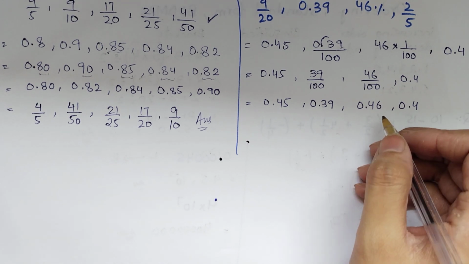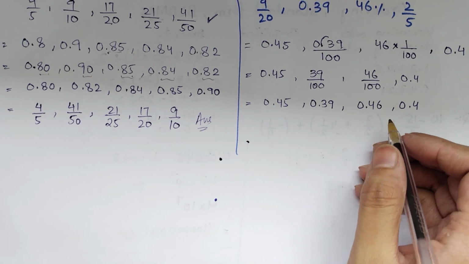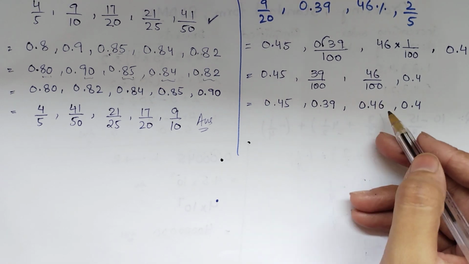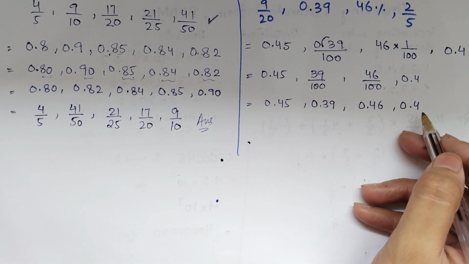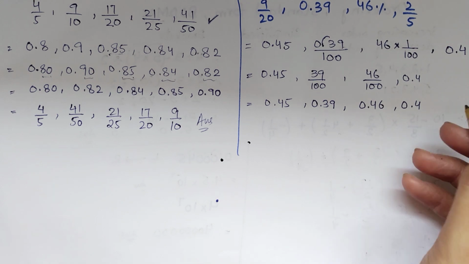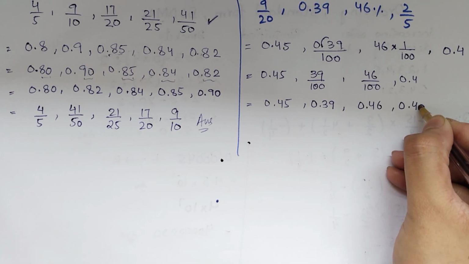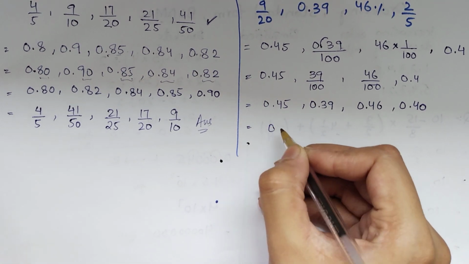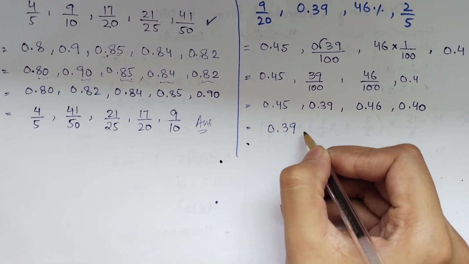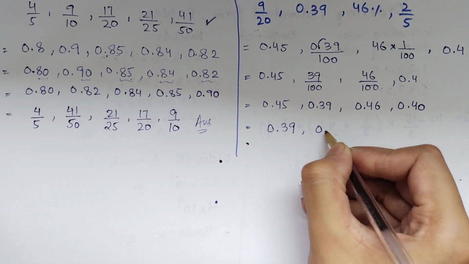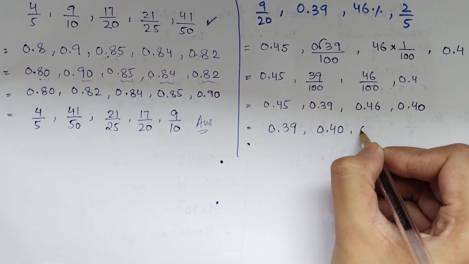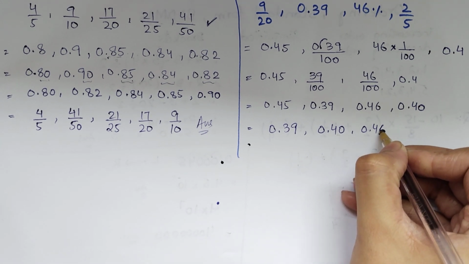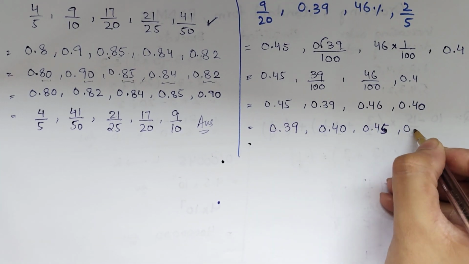What you have to do now, check all these numbers. All these have two significant figures, this has one significant figure. For spacing we use 0, and I'm writing 0 here. Now which one is the smallest? 0.39 is smaller, 39, then 0.40, then 0.46, no, 45. 45 is smaller, and then 0.46.